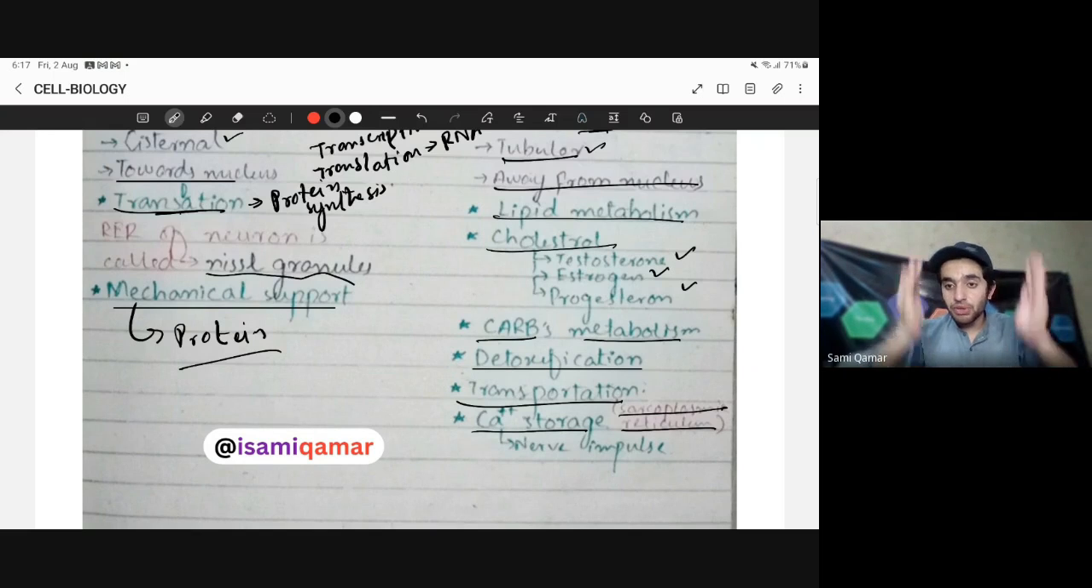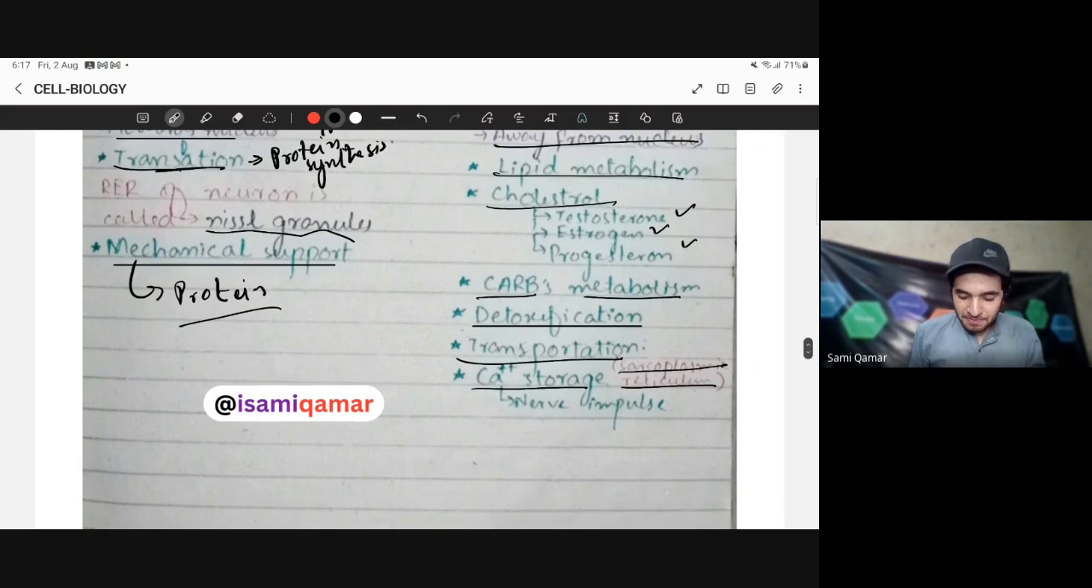It is just the distance between two Z lines. We will talk about what the Z line, M line, A band, I band, myosin, and actin are. Don't worry about these things for now. There was a question in IMAT 2023: the calcium ion leaks from the smooth endoplasmic reticulum. It is an IMAT 2023 question.